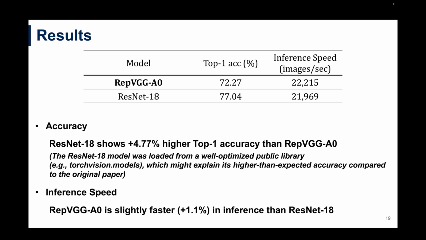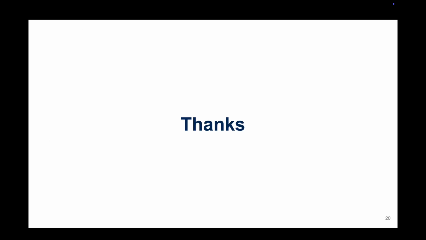In short, RepVGG offers efficiency, while ResNet-18 achieves better accuracy. This reflects a clear trade-off between speed and accuracy, making model choice dependent on your priority. Thank you for your attention, and I'll be happy to answer any questions you may have.